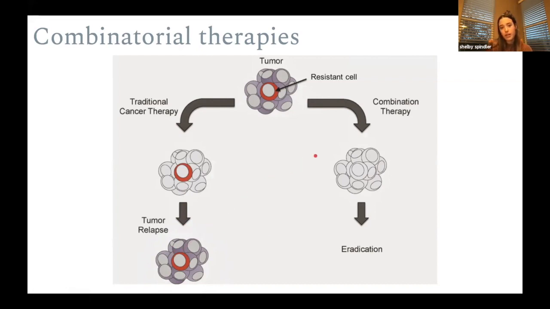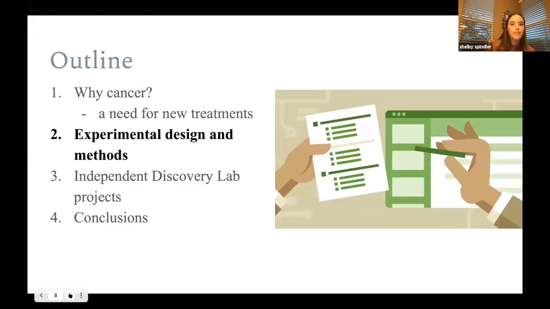But if we use a combination therapy, which is what we're doing in drug discovery, we're trying to look at the synergistic effects of chemotherapy and radiation. So what that means is that we're taking the chemo and the radiation, we're combining them together, and we hope that those together can produce a higher effect than either of them would alone. So you can see if we use combination therapies, we have a lot better chance of killing even the resistant tumor cells, and then we wouldn't have that relapse anymore, which is what our goal is.